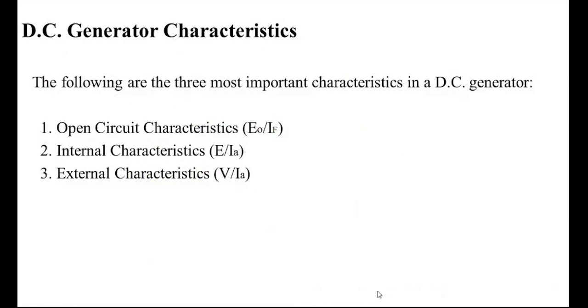Next, DC generator characteristics. There are three types of characteristics: open circuit, internal, and external. The open circuit characteristic is the curve drawn between no load induced EMF and field current. The x-axis is the field current and the y-axis is the no load induced EMF. The internal characteristic is drawn between internal induced EMF and armature current, which is why it is called the internal characteristics curve. For the external characteristics curve, with the help of a voltmeter and ammeter in the load circuit, we measure the load voltage and load current and draw the curve.